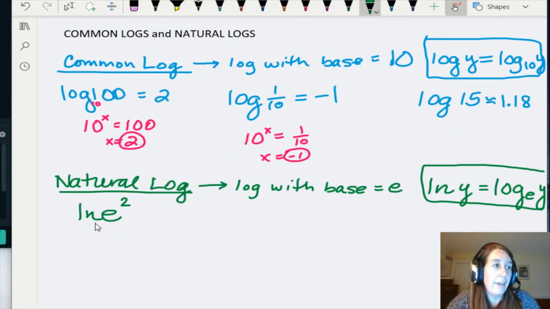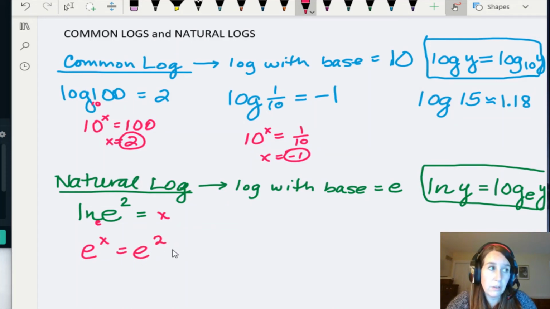So if we think about what this means, though, we actually don't need a calculator for this one. The base is e. If we're looking for this side, then this would be e, and then switch the e squared and the x. So e to the x equals e squared. In other words, e to the x is e to the second. So x is equal to 2. So the answer to this problem is just 2.